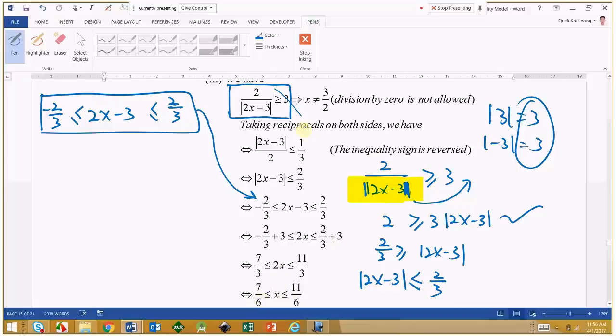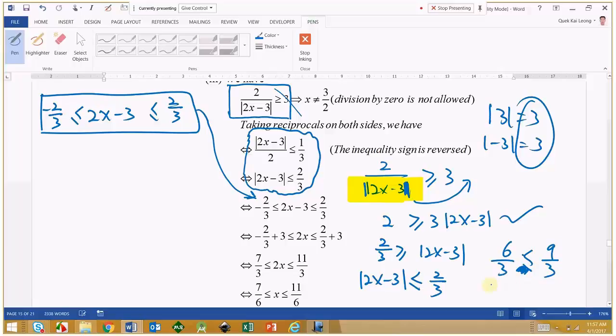Now, how about these 2 steps here? What the book did is they flip the left and the right. So they flip this and they flip this. When you flip, the inequality sign will change also. So for example, 6 over 3, which is 2, is less than 9 over 3, because 6 over 3 is 2 and 9 over 3 is 3.